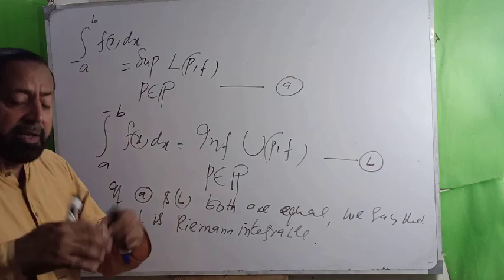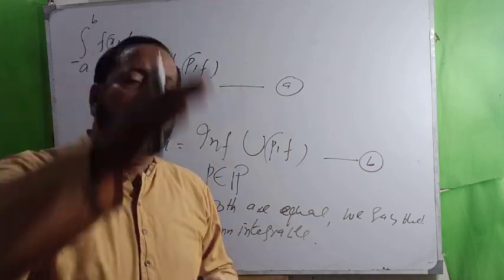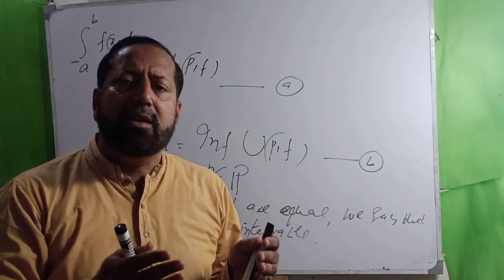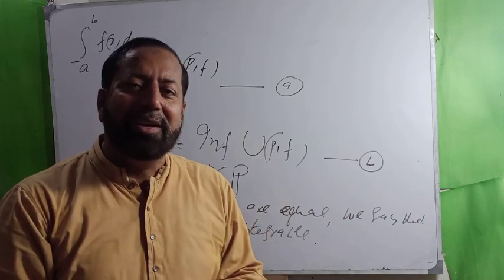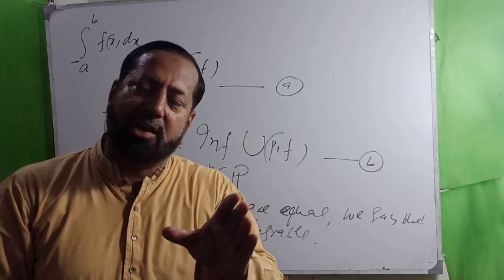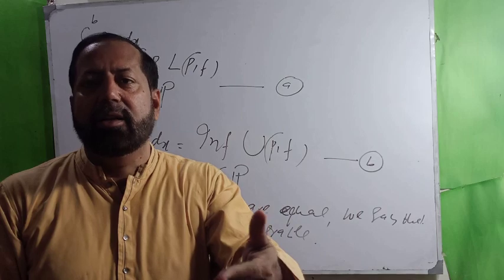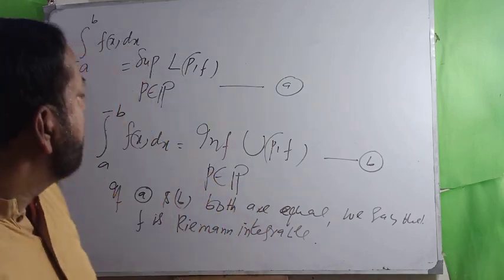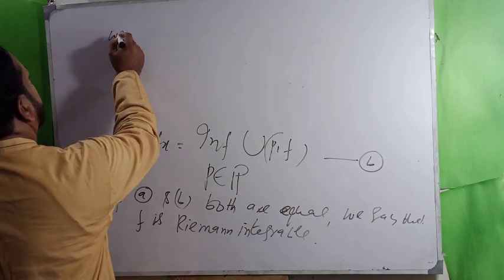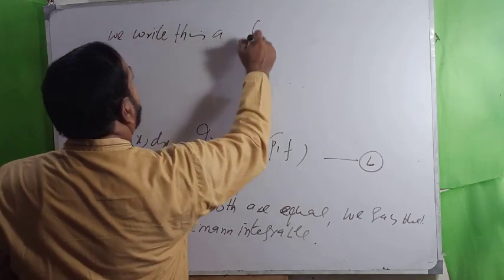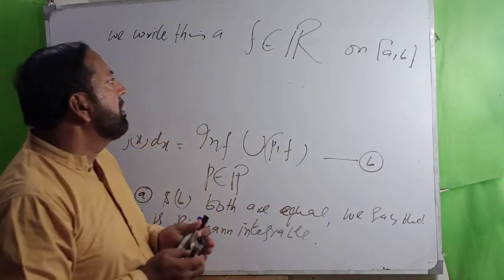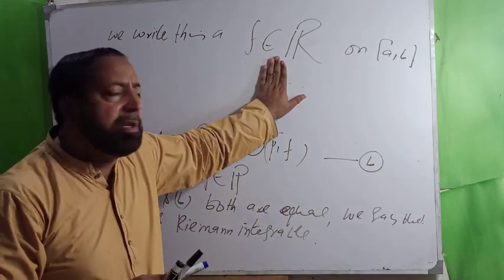right? Remember, this is very logical and very sensible, that one is always away from the area and above, giving more than the area desired, and one is giving less than the area desired. That's why both are equal. This means that you have defined so beautifully that your lower area is approximately the exact area and your upper area is approximately the exact area. That's why in fact you are finding the exact area. Okay? So in this way, we write this as f belongs to script R on AB. This is a symbol. f belongs to script R means f is Riemann integrable on your given interval AB.